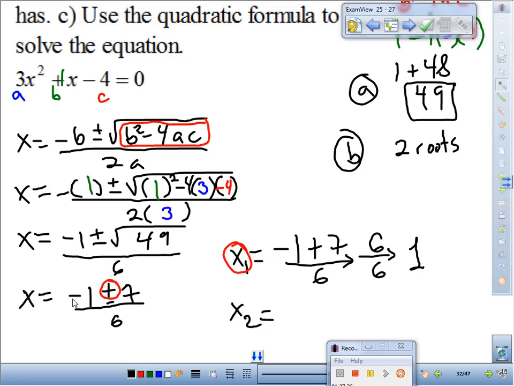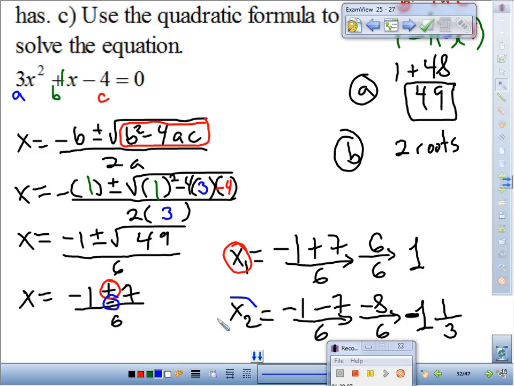Now let's go to x sub 2. X sub 2, I rewrite. We got negative 1, but instead of positive 7, it's negative 7 over 6. Why negative? Because it indicates it right here. So therefore, this becomes negative 8 over 6. How many times does 6 fit in here? 1, and it's a negative. And we're left with 2 sixes, which is 1/3, or negative 1.3. And that's the solution using the quadratic formula. Okay? So this is part C.